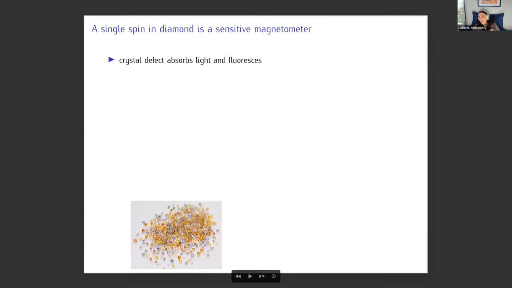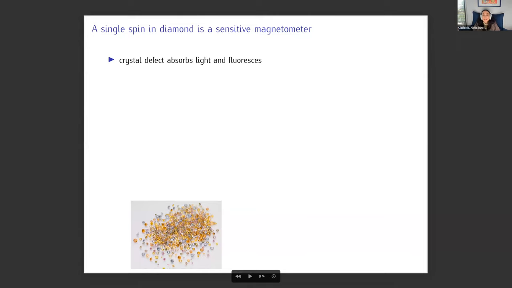So what I'm proposing to you is that a single electronic spin in diamond can work as a good quantum sensor. So let's talk a little bit about this spin in diamond that I worked with in the past. This particular spin in diamond that I worked with in the past arises in conjunction with a crystalline defect in diamond, in the material diamond.